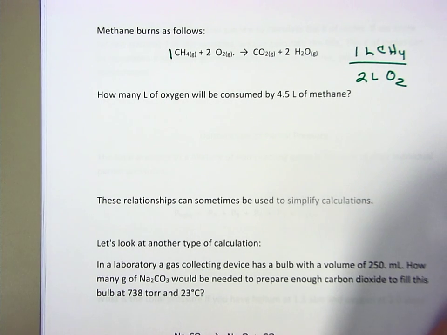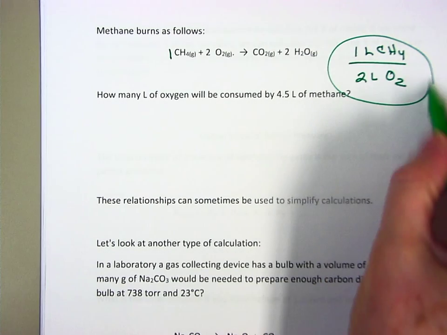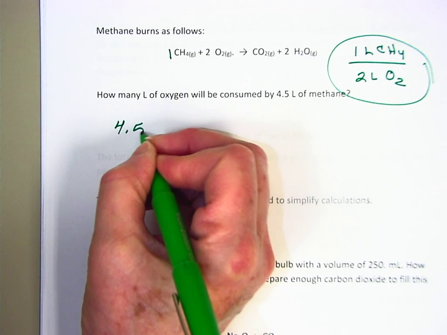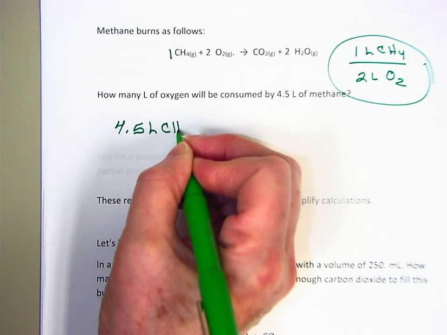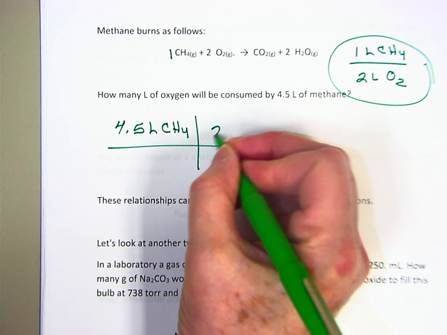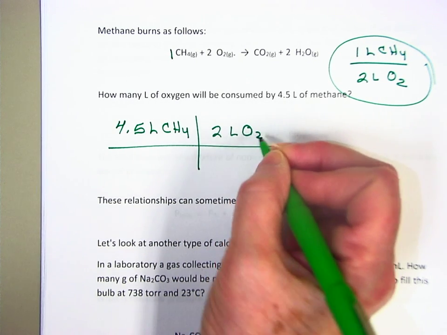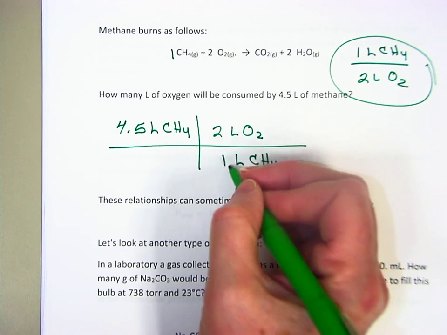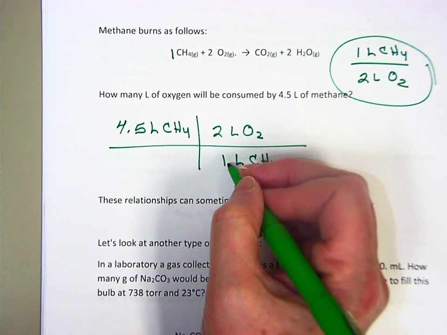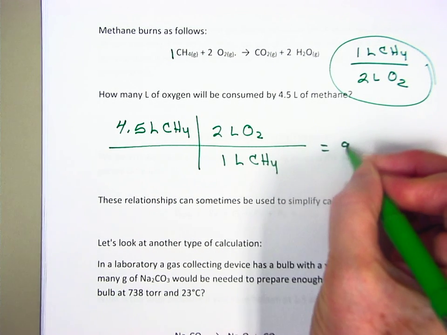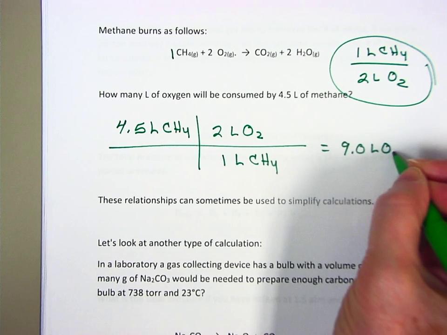How many liters of oxygen are consumed by 4.5 liters of methane? Using this new idea with stoichiometric factors, I have 4.5 liters of methane, and I know from my balanced equation that 2 liters of oxygen will react with 1 liter of methane. And remember, these are exact numbers, so there are no significant figures here. So 4.5 times 2, we get 9.0 liters of oxygen.